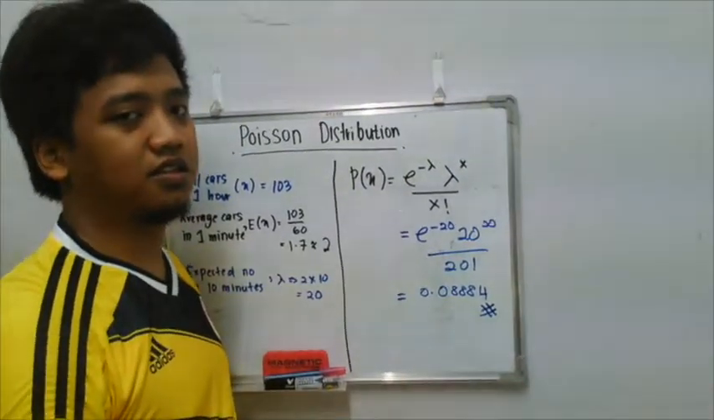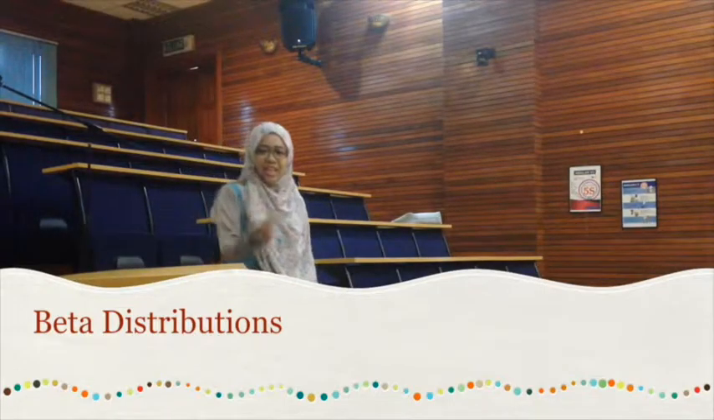So we can conclude that this is the probability that exactly 20 cars will pass in front of my house in 10 minutes. That distribution is the case where we don't know what the probability is, but somehow we have some reasonable guess.